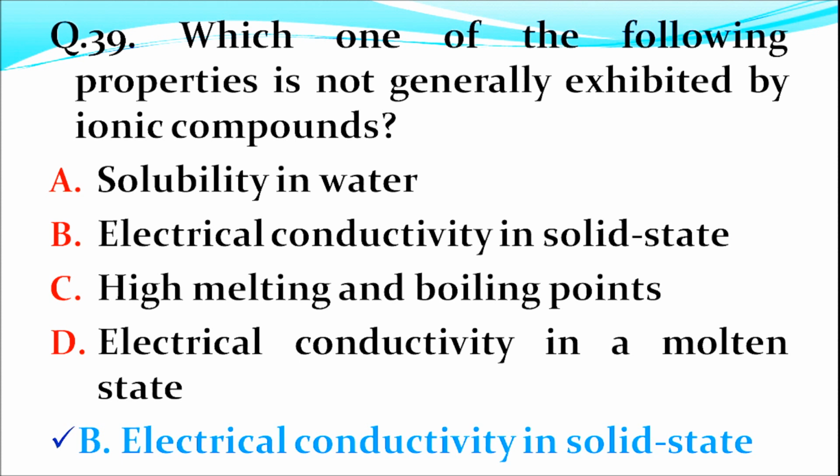Which one of the following properties is not generally exhibited by ionic compounds? Option A, solubility in water. Option B, electrical conductivity in solid state. Option C, high melting and boiling points. Option D, electrical conductivity in a molten state. Correct answer is option B, electrical conductivity in solid state. That property is generally not exhibited by ionic compounds.